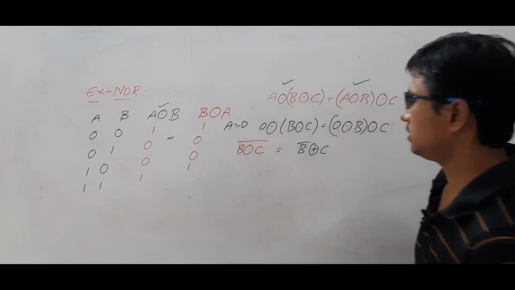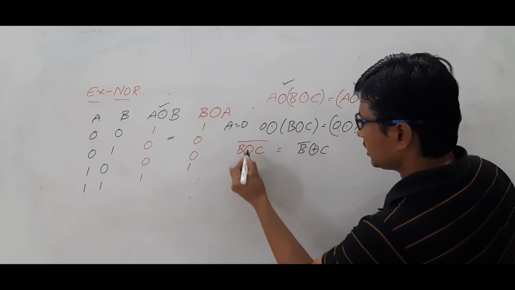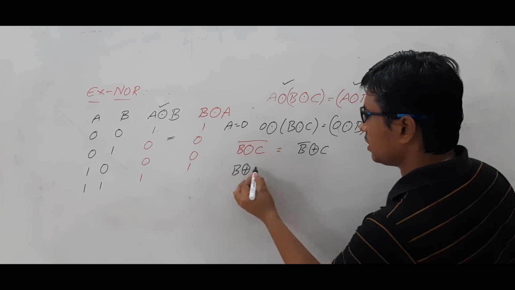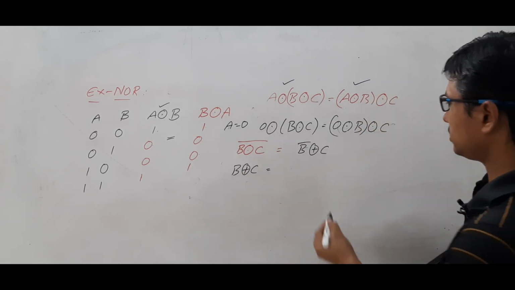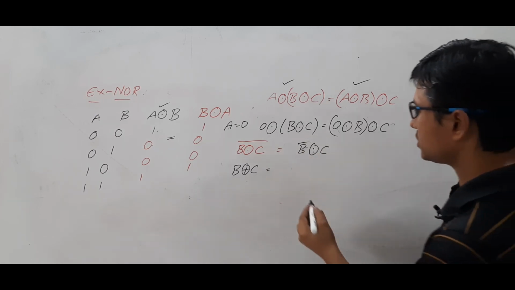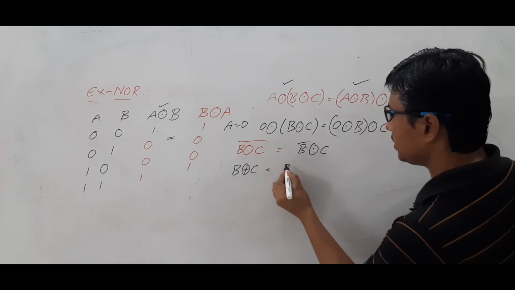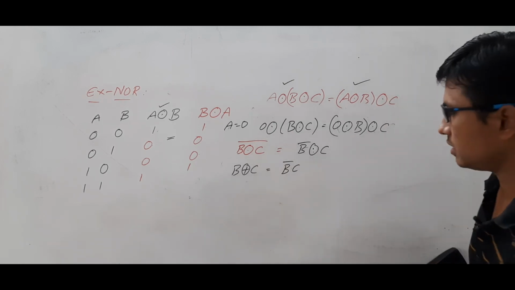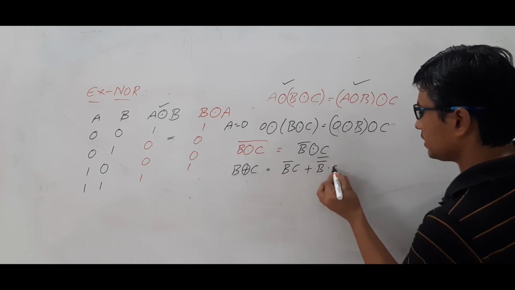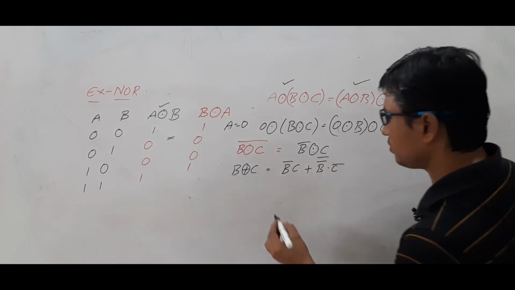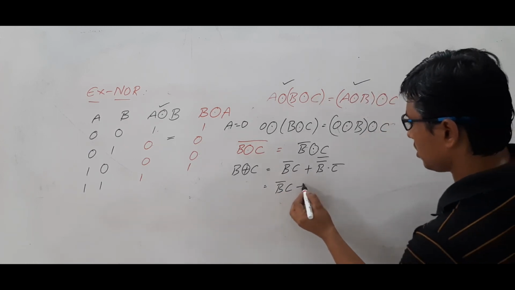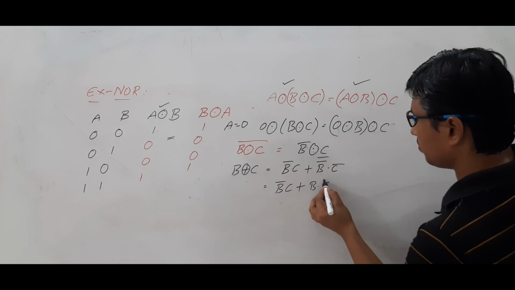What will you get? This is nothing but, if I apply De Morgan's law, B exclusive or C is equal to, oh sorry, how can I write this one? This is exclusive NOR. So this will be equal to B complement C complement whole, which is equal to B complement and C or B and C complement.